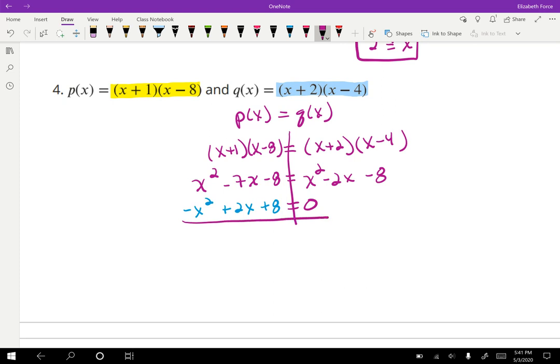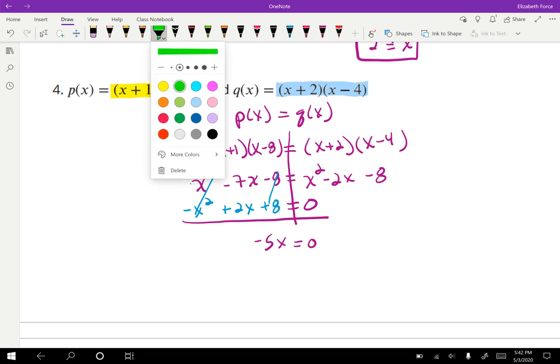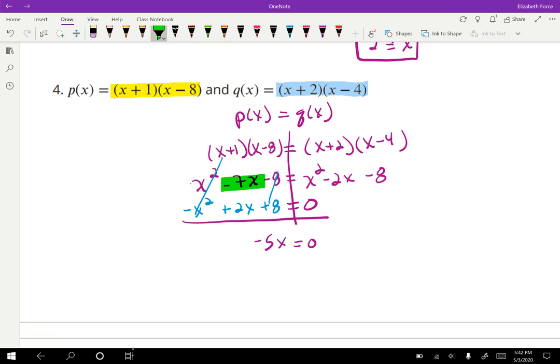Interestingly enough, this actually turns really simple because this cancels, negative 8 and positive 8 make a 0. And x squared minus x squared also cancels. So all you're left with on this left side is a negative 5x, because these guys are the only thing that really combines and is left over. So the negative 7x and the positive 2x. So negative 5 times what gives you 0? There you go. So this actually only has one point of intersection, which occurs at 0.